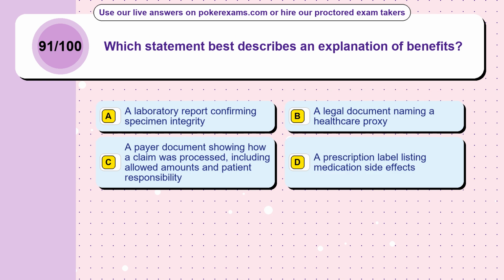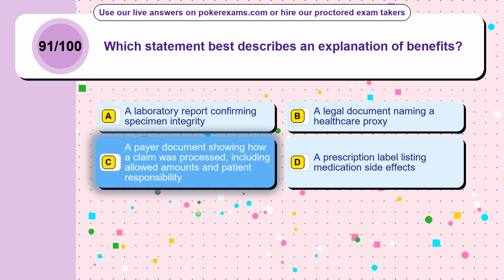Question 91. Which statement best describes an explanation of benefits? Option A. A laboratory report confirming specimen integrity. Option B. A legal document naming a healthcare proxy. Option C. A payer document showing how a claim was processed, including allowed amounts and patient responsibility. Option D. A prescription label listing medication side effects.